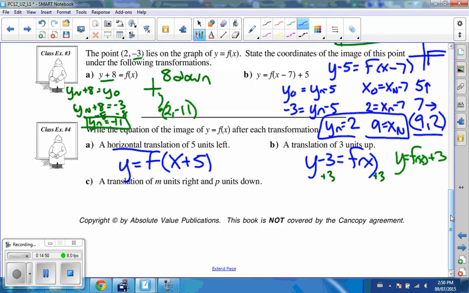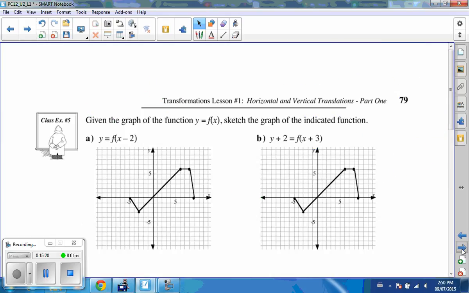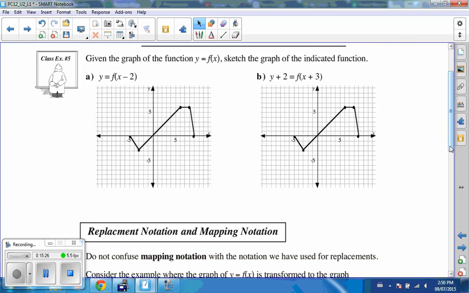Translation m units right and p units down is going to be y plus p equals f at x minus m. Good. We could also, if we cared to, write this as y equals f at x minus m, minus p. Okay. The last thing we can do is they can give us a graph and say to do the change. So f at x minus 2, this is going to move it to the right.